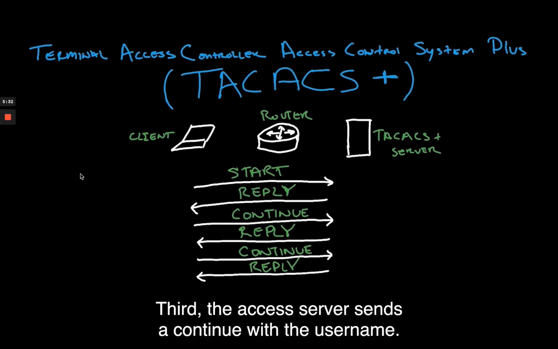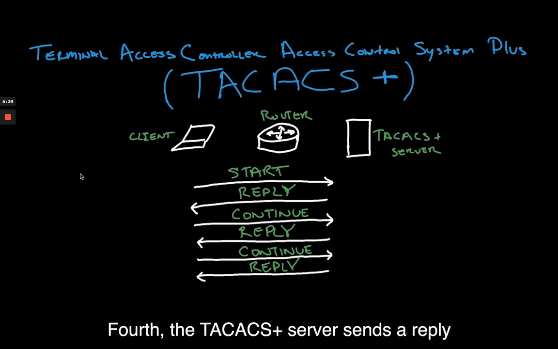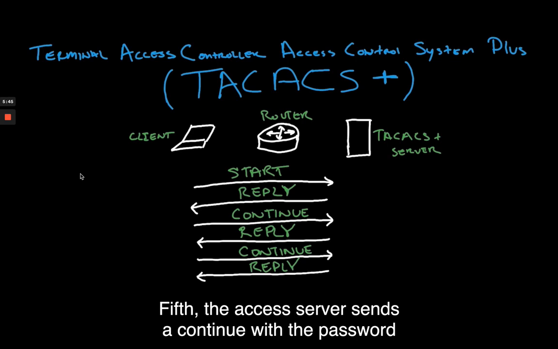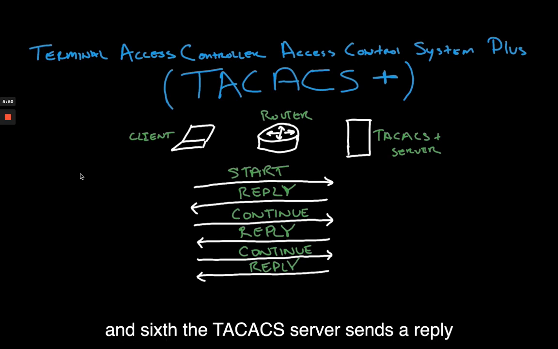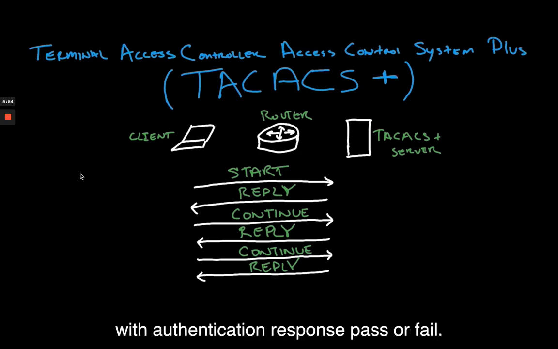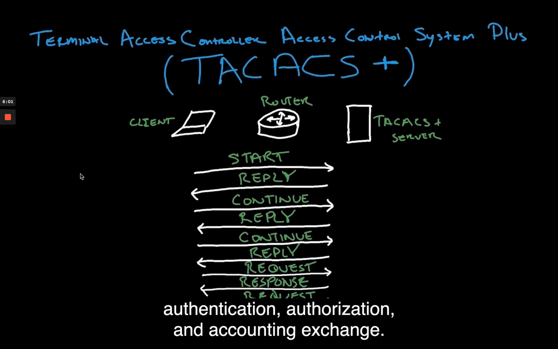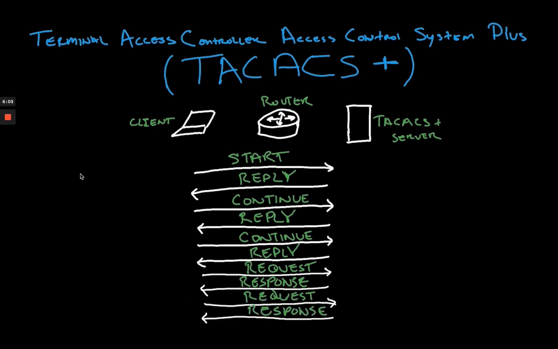username. Third, the access server sends a continue with the username. Fourth, the TACACS Plus server sends a reply to acknowledge the message and ask for the password. Fifth, the access server sends a continue with the password. And sixth, the TACACS Plus server sends a reply with authentication response, pass or fail. The figure you see here demonstrates the TACACS Plus authentication, authorization, and accounting exchange.